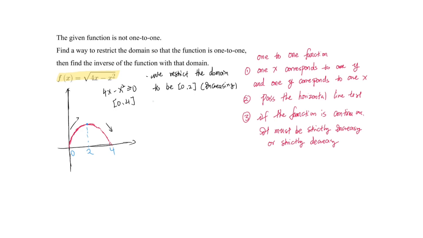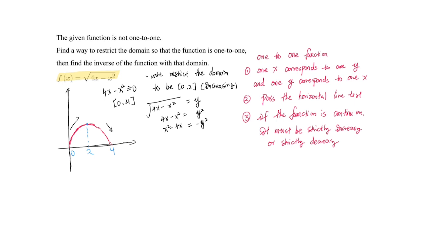Let's say f(x) is the same as y, then we write it as the square root of 4x minus x squared is equal to y. Then we have 4x minus x squared is equal to y squared, so we cancel the square root sign. And then we make it as x squared minus 4x, so we put a negative sign in front of everything, and this is the result.